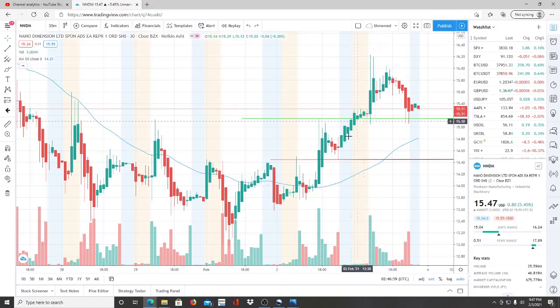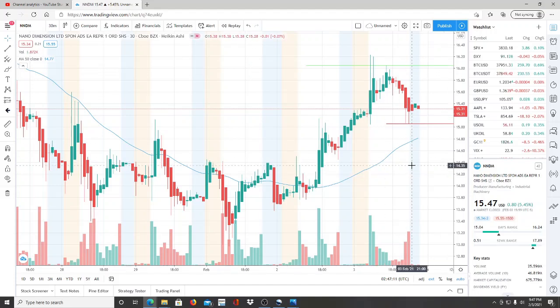NNDM stock has had a run and it hit highs here of 16.23. That's going to be a very important point to break through moving forward. But let's move our resistance and support to their new location based off of how the chart has moved.